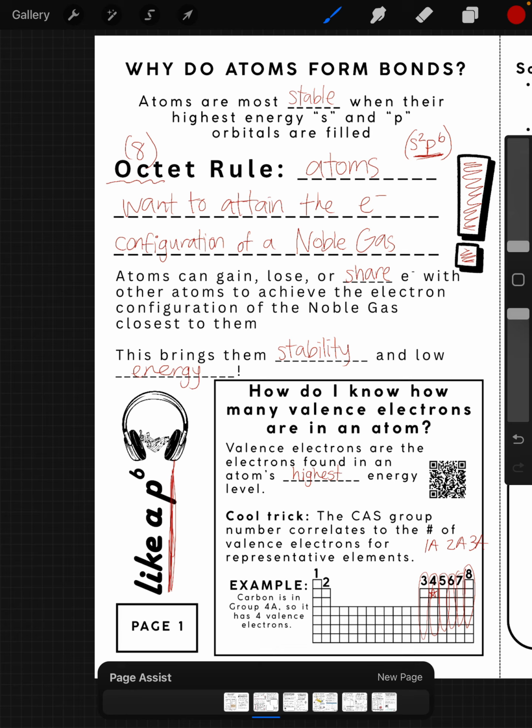And again, this octet rule right here is really important. It is foundational to the rest of this unit.